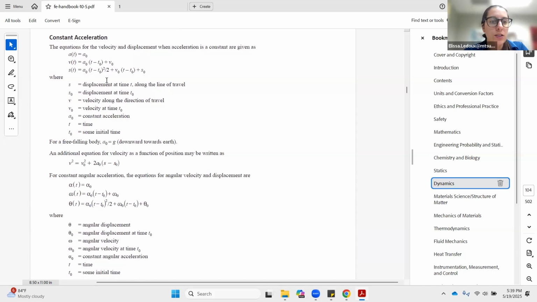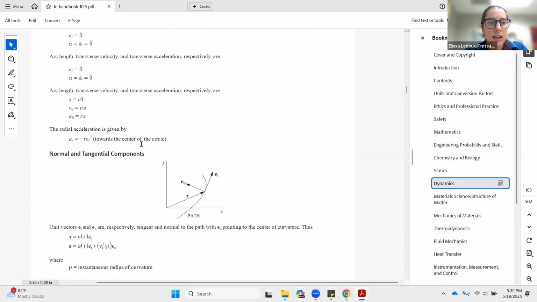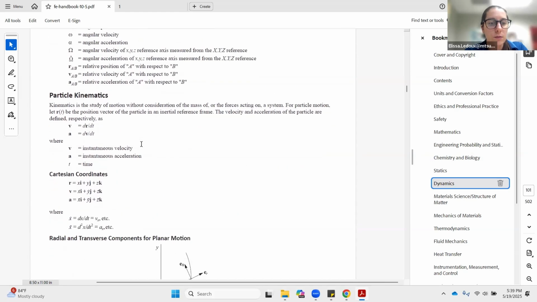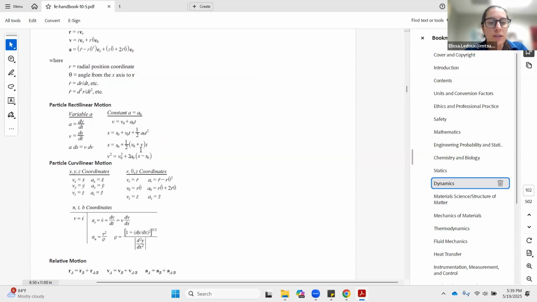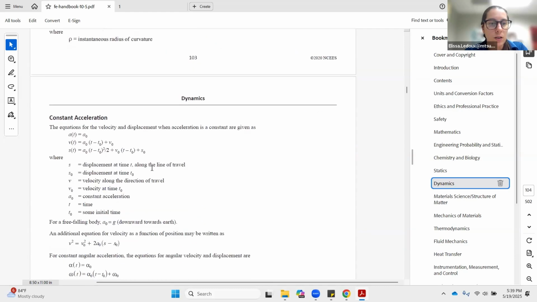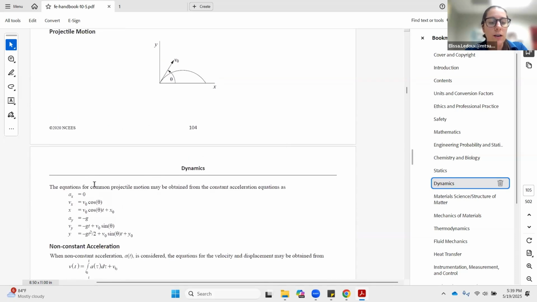Constant acceleration equations here. So you can use this, but mainly you would just use the projectile motion type of equations. As opposed to using this page, it is generally easier to just use this, where was it? Right here, the particle rectilinear motion. This is the easier one to use. All right, so now back to projectile motion. Well, here they all are.